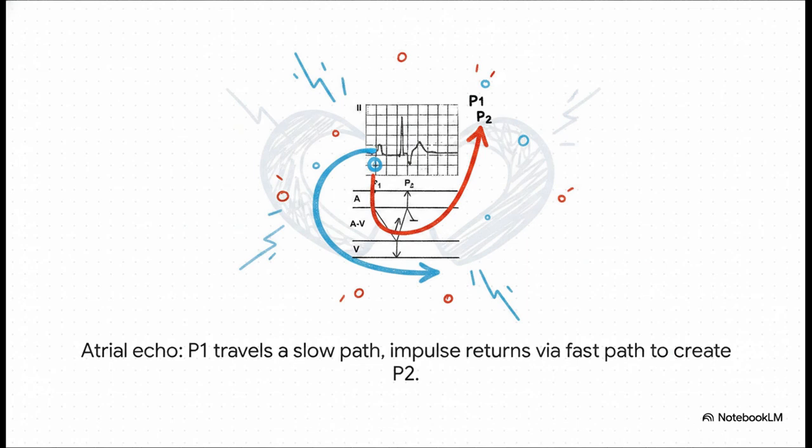Here, a sinus impulse, which we see as P1, travels to the ventricle down a slow pathway. We know it's slow because of that long PR interval. Now, that delay is absolutely critical because it gives the atria just enough time to recover from their refractory period so that the impulse can zip back up a fast pathway, reactivating the atria and creating that second P wave, P2. That is a perfect atrial echo.